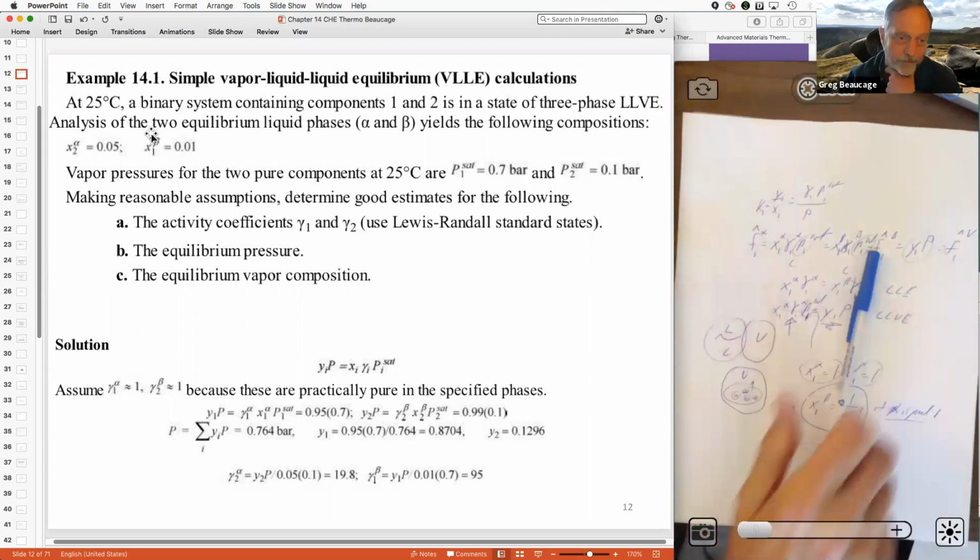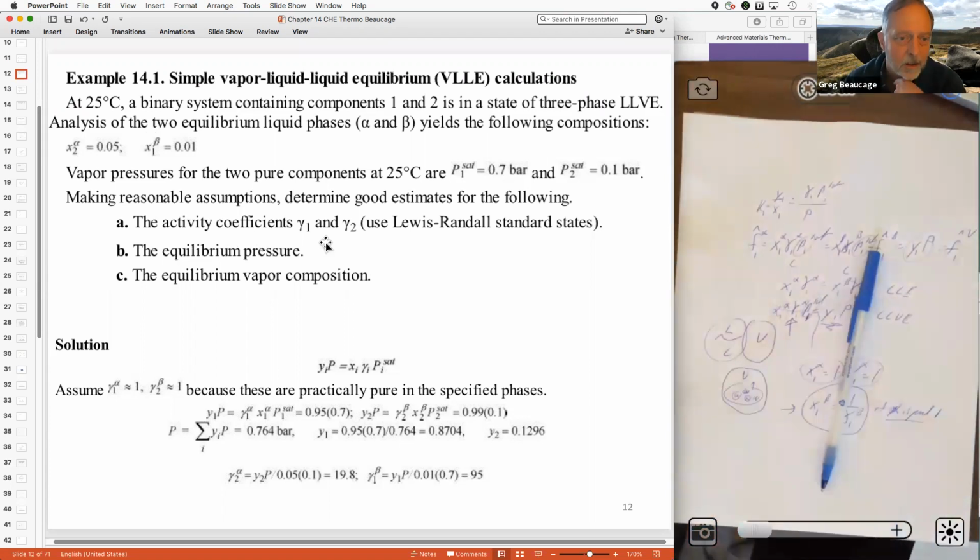Right, so here you assume gamma 1 alpha is 1 because x1 in the alpha phase is almost 1. So gamma 1 is also almost 1. Next, x2 in the beta phase is almost 1, so gamma 2 is also almost 1. Right, so you make that assumption, and usually that'll be a first step in an iteration.